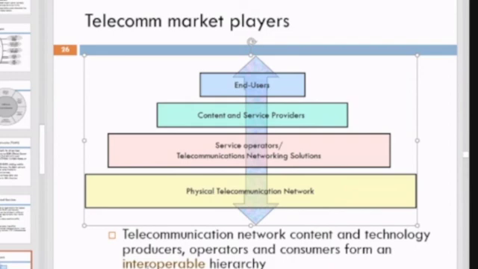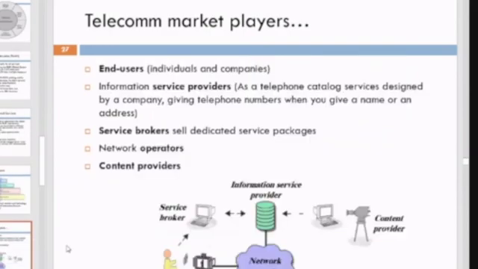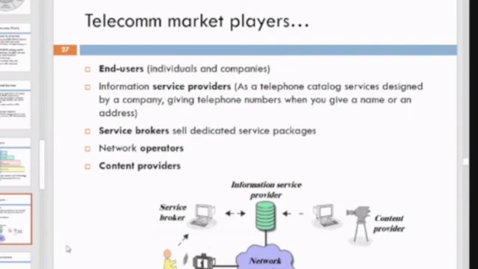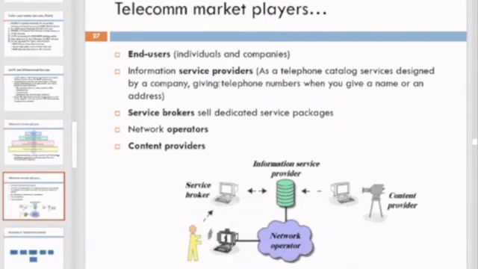They create what we call an interoperable hierarchy. Telecommunication network content and technology producers, operators, and consumers form an interoperable hierarchy. This is a very essential concept. So just to have some definition, end users, they can be individuals and companies. We also call them subscribers. The other one is information or service providers, which we also call operators. Like, for instance, they possess the database of the users that they have. For example, you have Ethio Telecom as an operator. Ethio Telecom knows your identity, and then that is kept in a database. And then the copy of that database is given to you as a SIM card, which is a subscriber identification module. So those are known as operators.